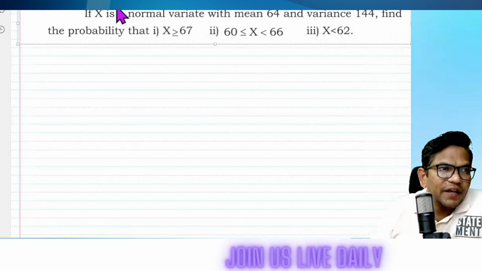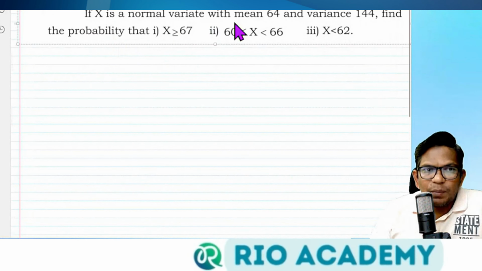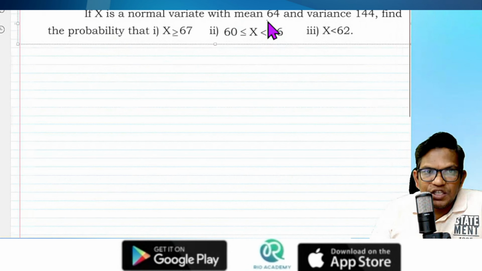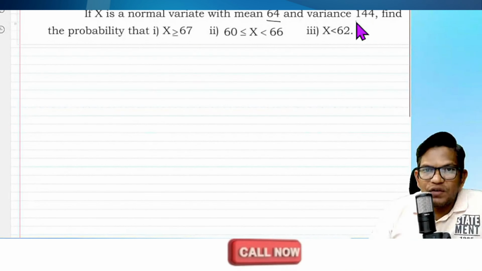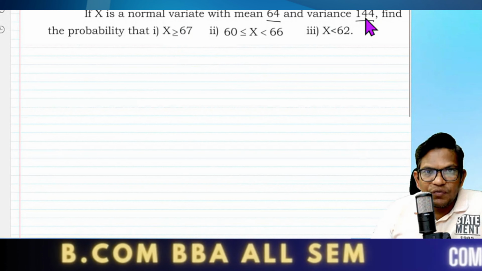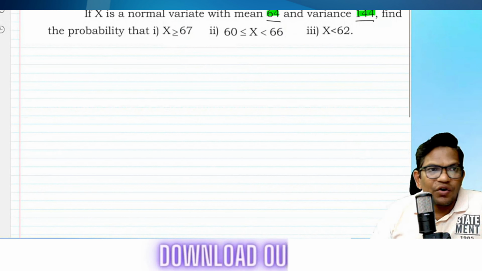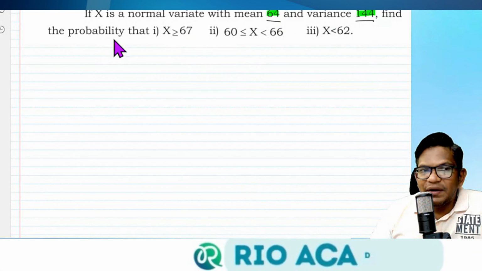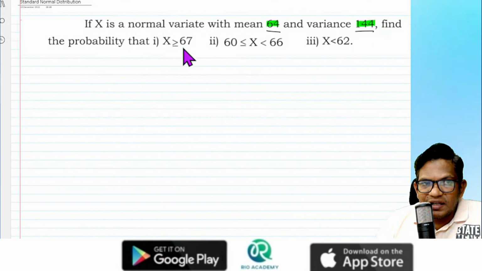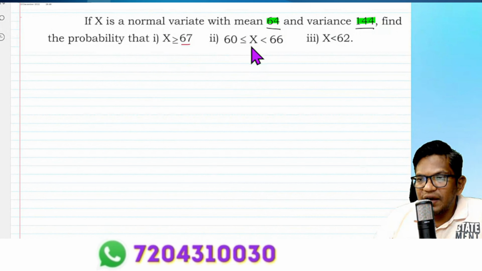Let's begin now. Look at that. If X is a normal variate with a mean of 64 and variance 144, correct? Variance is 144 here, and mean is 64. Find the probability that X is greater than or equal to 67, and X is between, and X is less than.